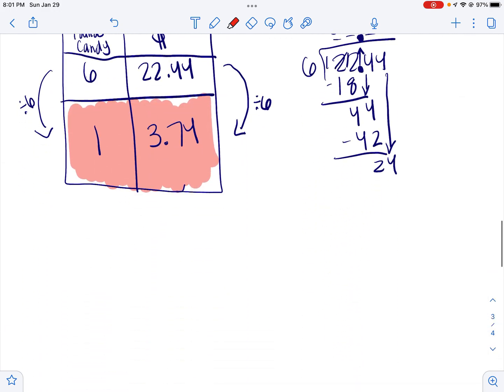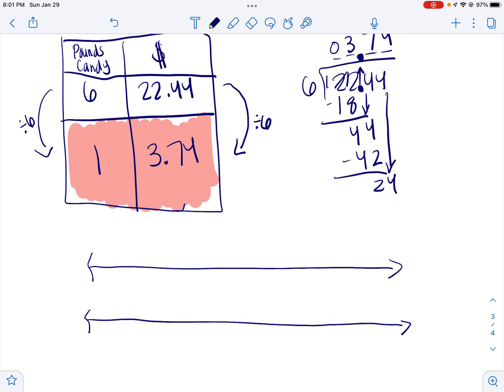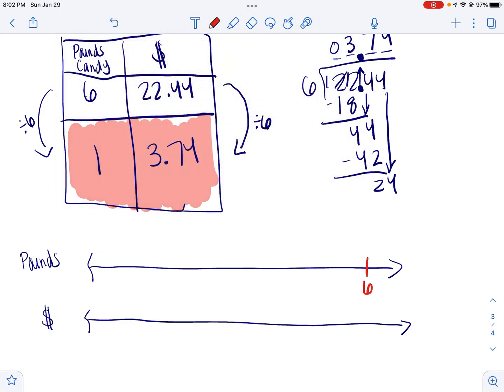Okay, another way you can do this problem is with a double number line, which we learned about on Monday. Right, so this would be similar to a ratio table. This would be pounds of candy. This would be dollars. I would set it up similar. So this would be 6 pounds of candy is $22.44. I want to get it down to 1 pound of candy.